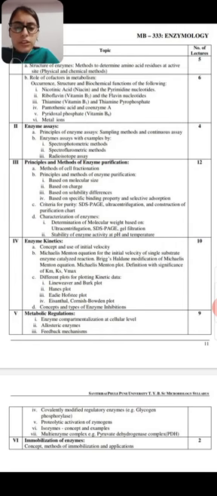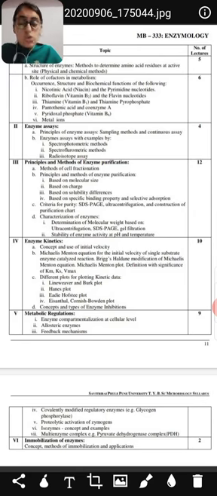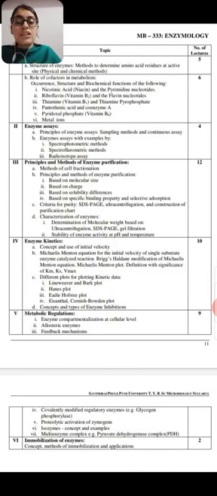Now here your A point is methods of cell fractionation. Here we are going to see what cell fractionation means. Some enzymes are present intracellularly, inside the cell, and some are present extracellularly. So depending on the presence of the enzyme, the methods are distinguished.